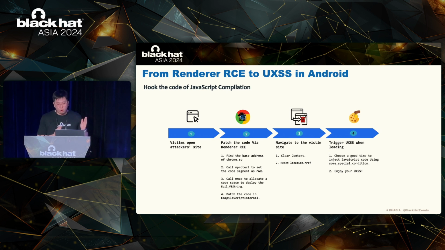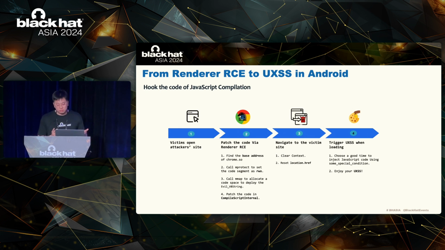So the whole attack process is like this. First, the victim opens the attacker's website, and then the attacker patches the code via render RCE. It injects a Trojan horse into CompileScriptInternal, and then navigates to the victim site by resetting the location.href.